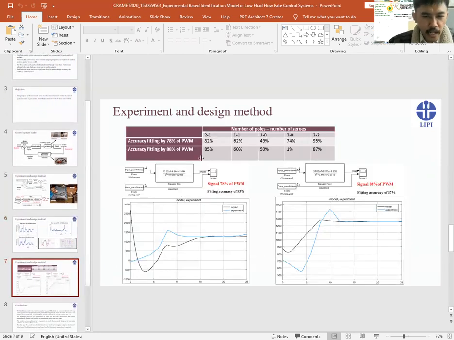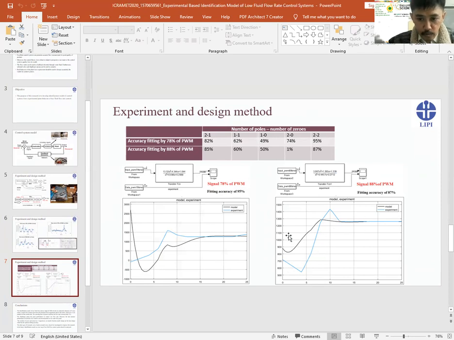Here is the result. We can make a variation of the number of poles and zeros to see the accuracy: 2 and 1, 1 and 1, 1 and 0, 2 and 0, and 2 and 2. The best is with two poles and two zeros. You can see the accuracy. We can simulate in MATLAB and compare the model with the experiment data.